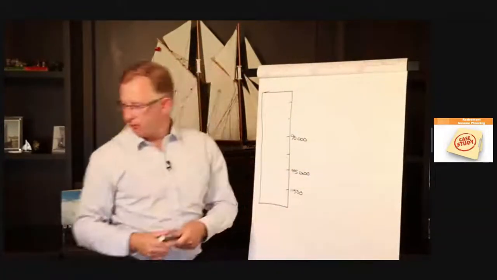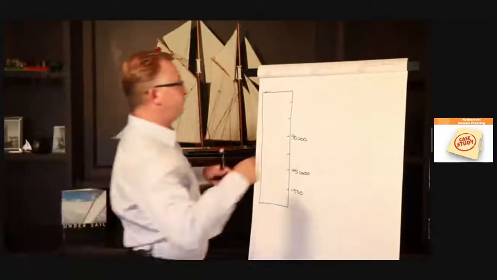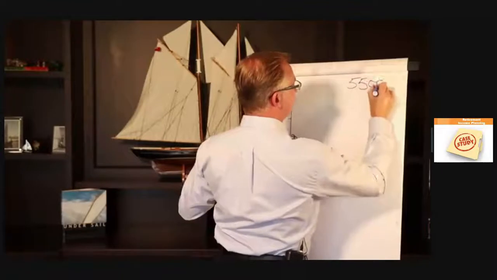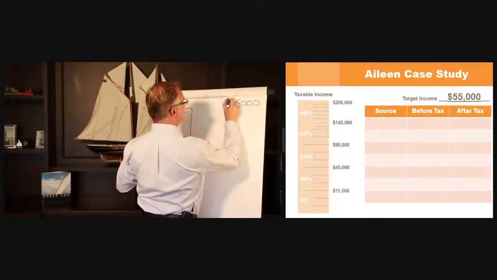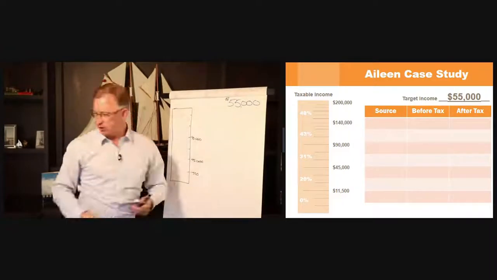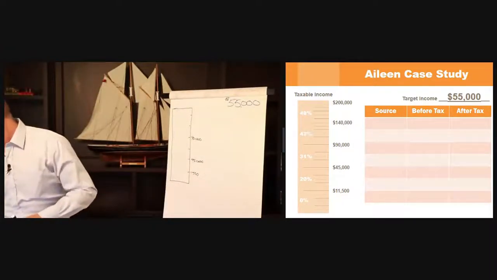So, first off, we're looking for $55,000. That's our target income. That's cash in her pocket after taxes. So, we know that she has a pension.